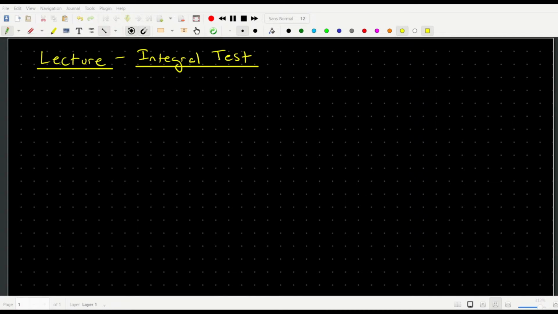So what I want to do is start by writing down the test itself in its entirety, and then cover a number of different examples on how to apply the test, and also what can be said using the test about how well you're actually approximating the series, because we can use this test to approximate the value of the series, but we can't use it to find the actual value of the series. So that's a very important point to make. So the theorem itself is stated in the following way.